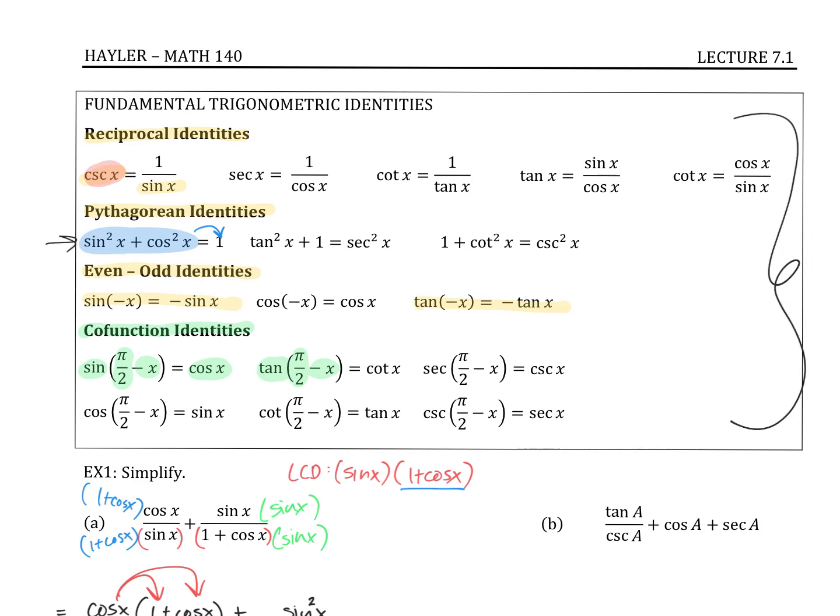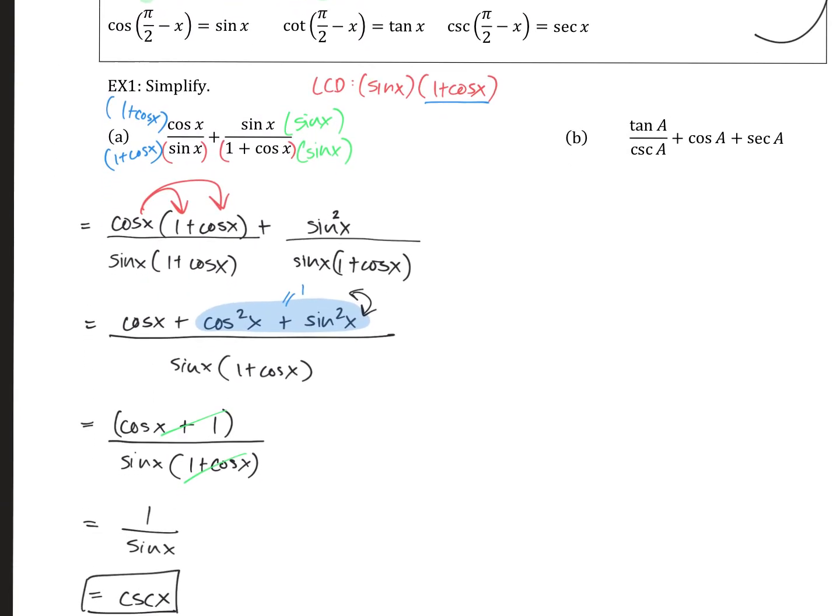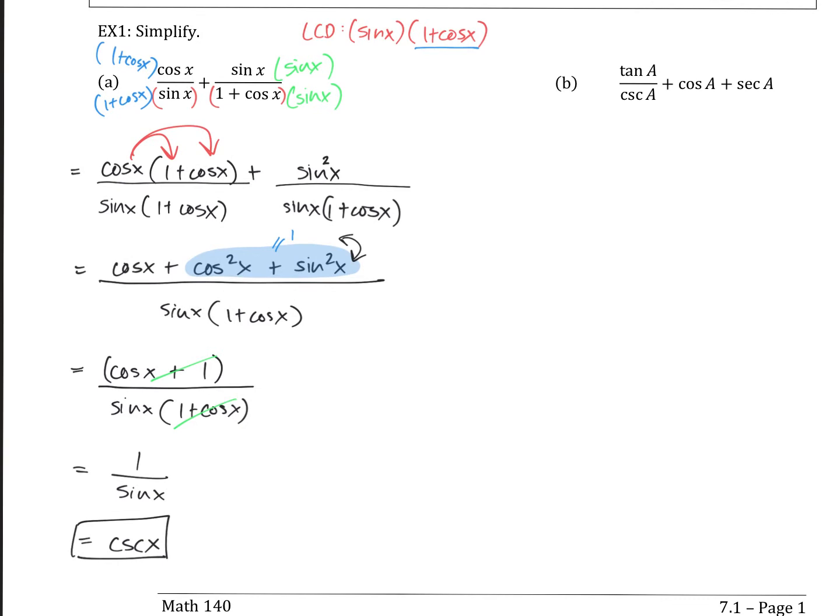It'll make it a lot easier when simplifying, instead of having to continually look them up and compare. If you have them memorized, things will go a lot quicker. So now let's take a look at the next example. We have tangent A over cosecant A plus cosine A and secant A.